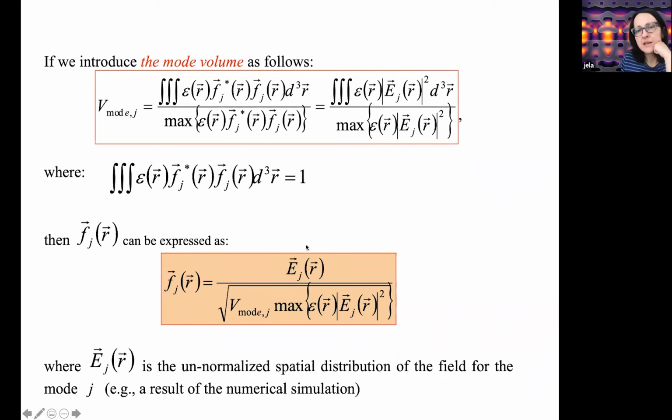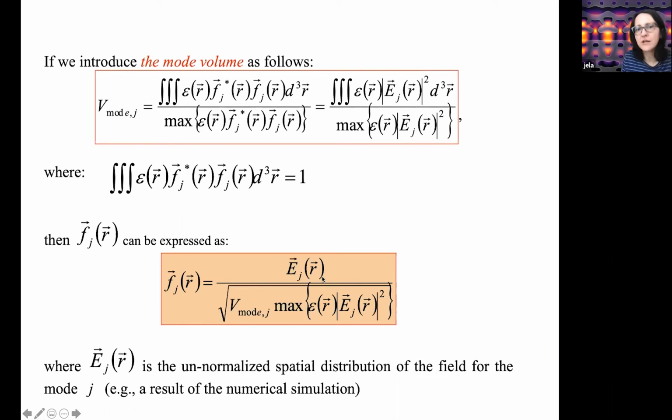So if you take electric field from your arbitrary electromagnetic solver, so this is spatial field distribution, it turns out that you can just find F's by normalizing that electric field distribution with square root of mode volume that you find in the same way that we defined it before, as integral of epsilon E squared over the whole volume of a resonator divided by maximum of epsilon E squared, right? So maximum of electric field energy density.